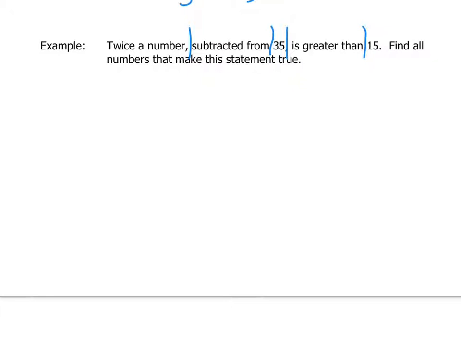So here's what we're going to do. We have twice a number subtracted from 35. So that means that the twice a number, which we know to be 2x, is actually after the minus sign. So minus 2x. And what it's being subtracted from is 35. So in front, we're going to have the 35. Then we have is greater than and 15. So there's our inequality.